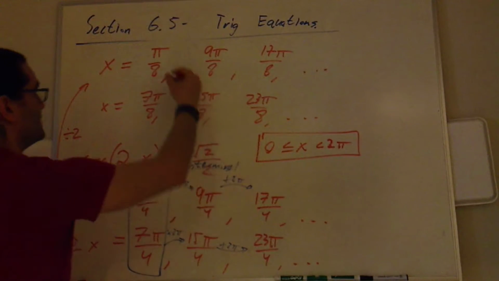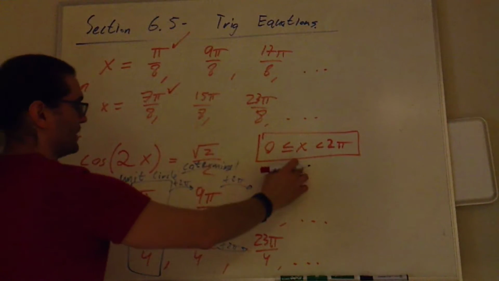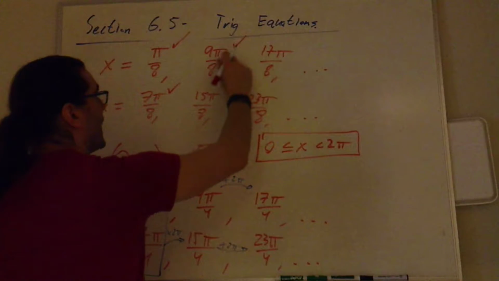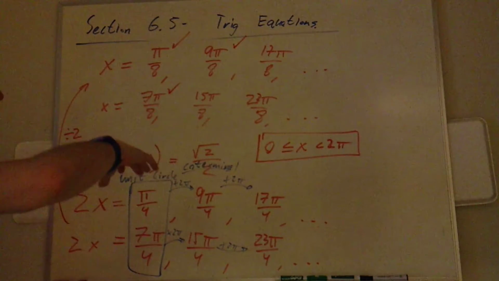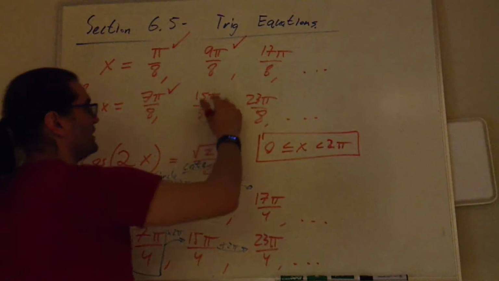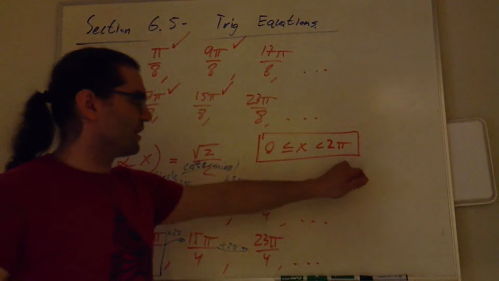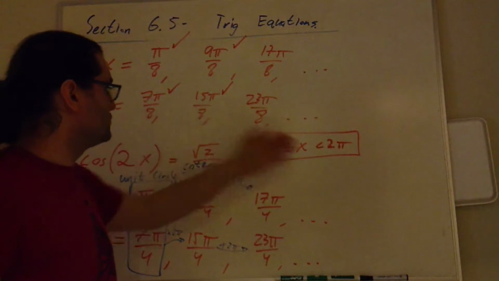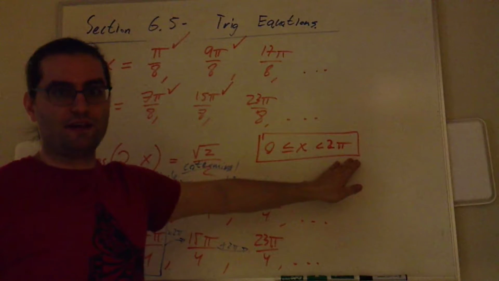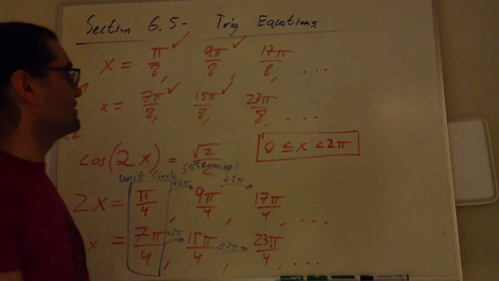Pi over 8 is in this range. That one's good. 7 pi over 8, that's in the range. That's good. 9 pi over 8 is in the range. That's just a tiny bit over pi. 15 pi over 8 is also in the range. That one's safe. 2 pi is sort of the cutoff here. 2 pi is the threshold. And in terms of eighths, 2 pi is the same as 16/8 pi. So 15/8 is less than that, and that's safe.